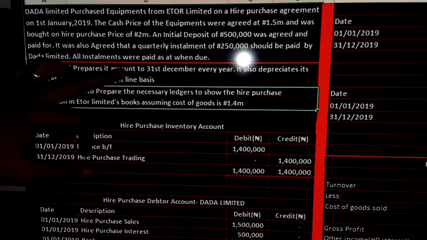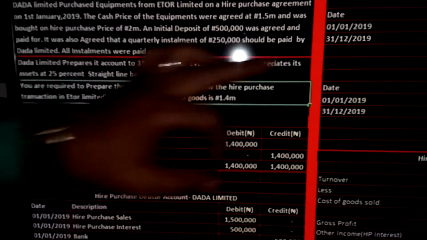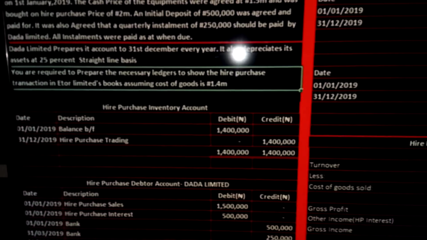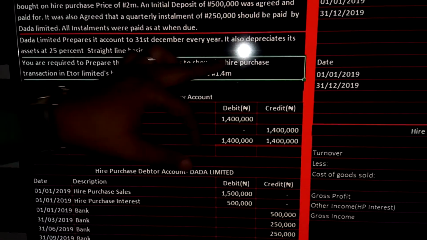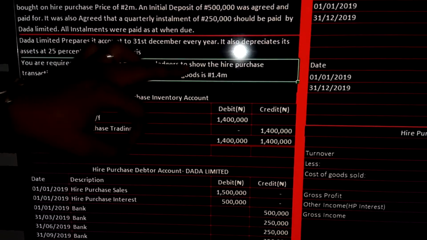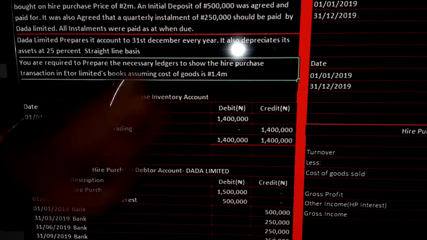Dada Limited prepares its accounts at the festival every year. It also depreciates its asset at 25% straight line. So this is for Dada Limited. But I'm now saying that you're required to prepare the necessary ledger to show the hire purchase transaction in Debtor Limited's books, assuming that cost of goods is 1.4 million.